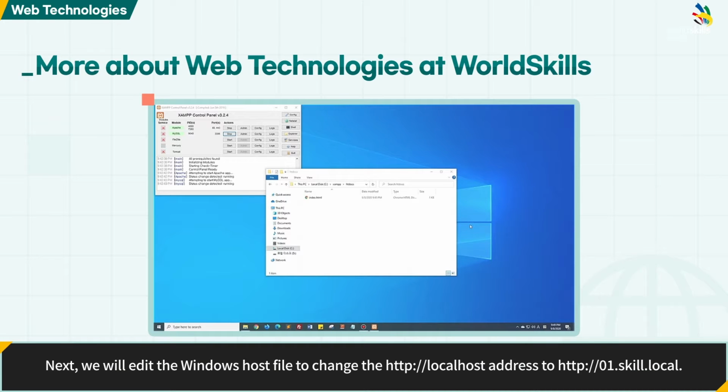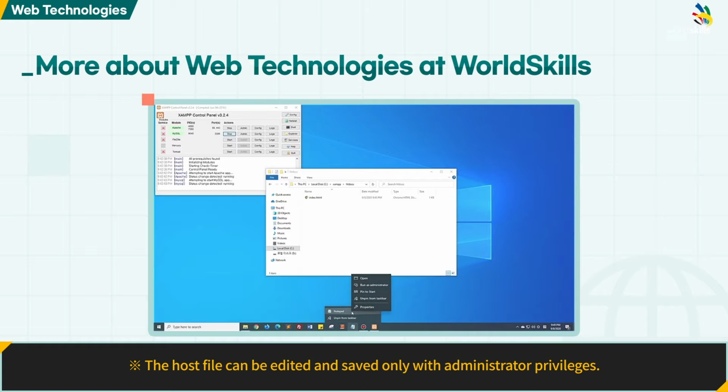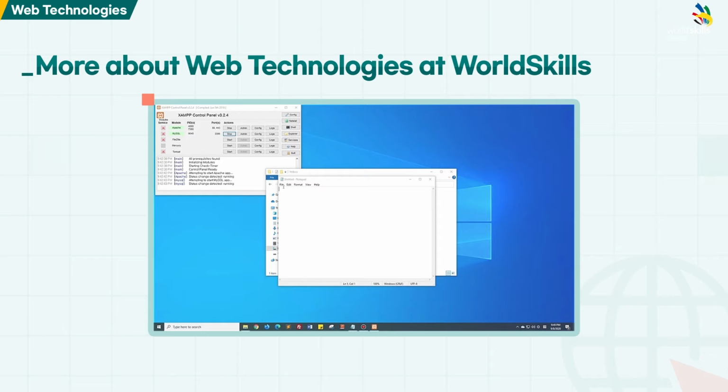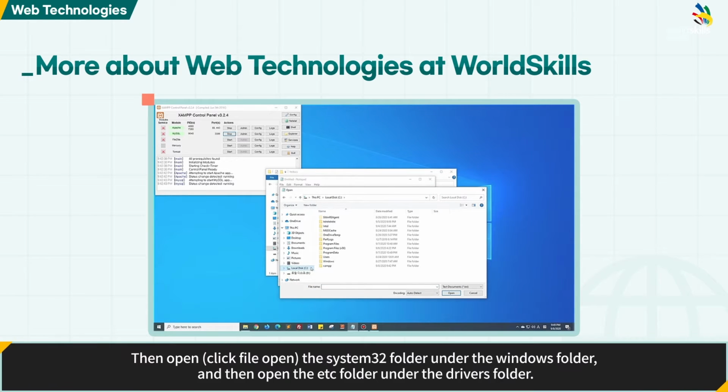Next, we will edit the Windows host file to change the HTTP localhost address to http://01.skill.local. First, you open Notepad with administrator privileges. The host file can be edited and saved only with administrator privileges. Then click File, open the System32 folder under the Windows folder, and then open the ETC folder under the Drivers folder.